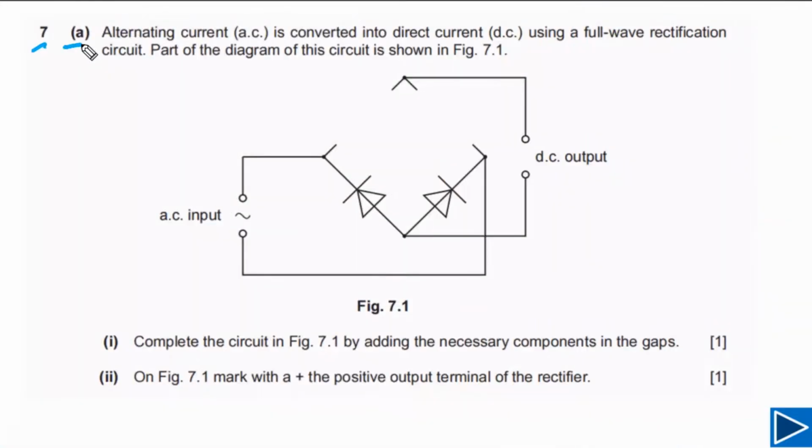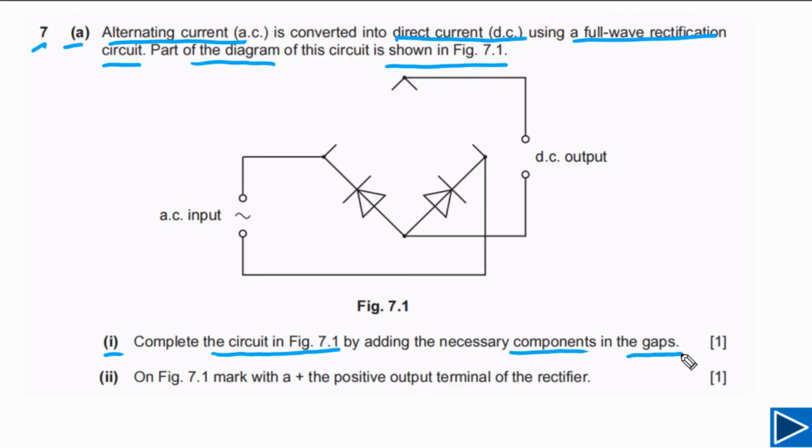For question number 7, part A, it is given that alternating current is converted into direct current using a full wave rectification circuit. Part of the diagram of the circuit is shown in figure 7.1. For part A, we need to complete the circuit in figure 7.1 by adding components in these gaps. For the second part on figure 7.1, we have to use a plus sign to mark the positive output terminal of the rectifier. This is a typical question, and you will see this question in many past papers.